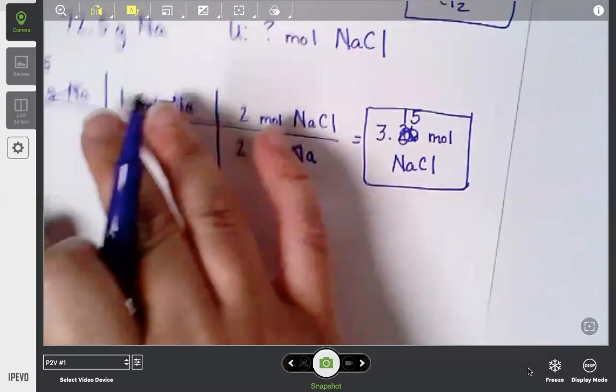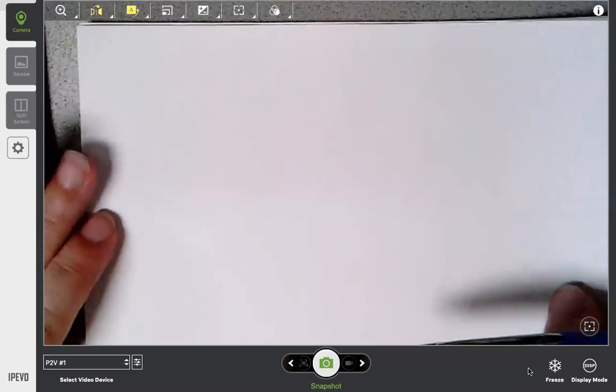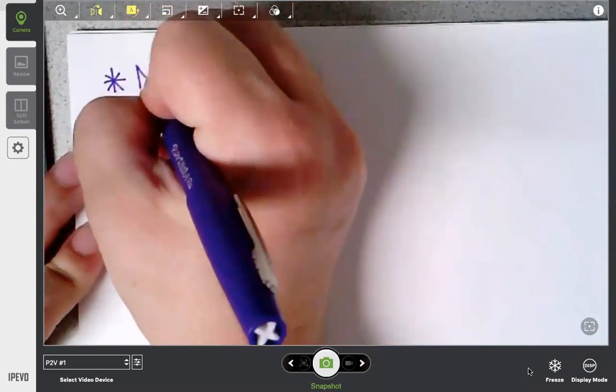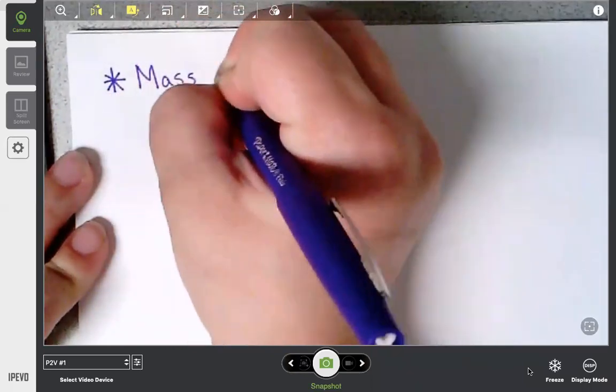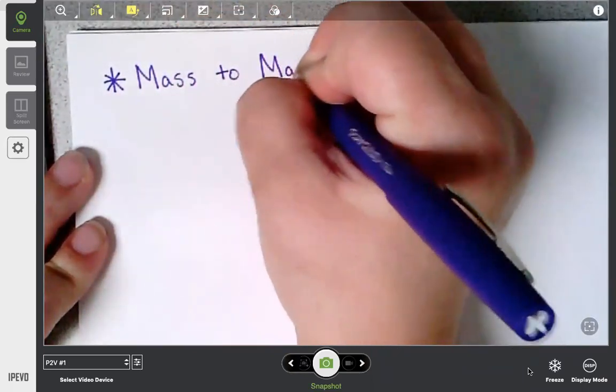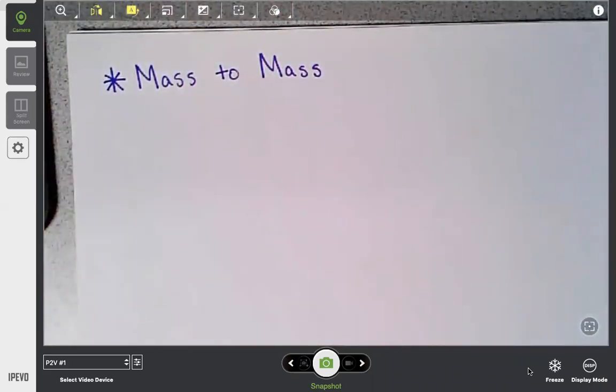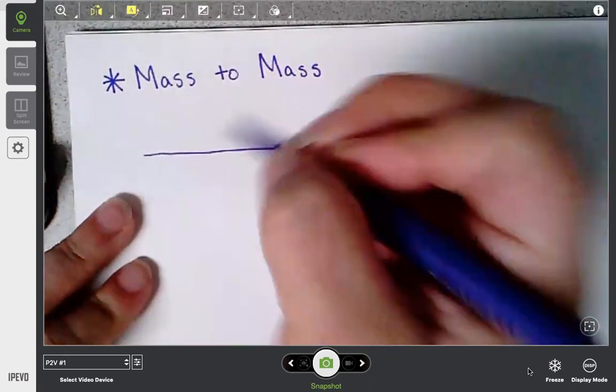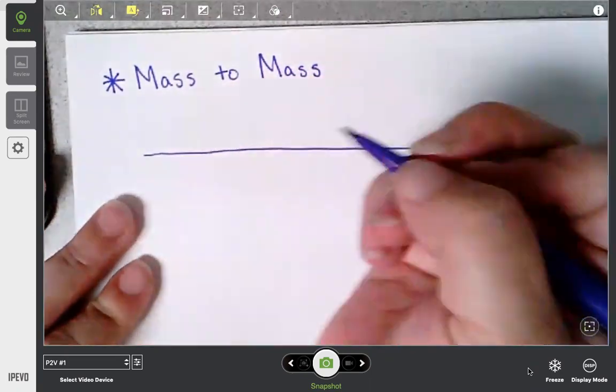Let's move on then. If we can do mass to mole and we can do mole to mass, then there should be no issue with doing the longest stoichiometric problem, which is mass to mass. In mass to mass calculations, you're going to be using molar mass and mole ratio, because one has grams and the other one gets us from one compound to another.